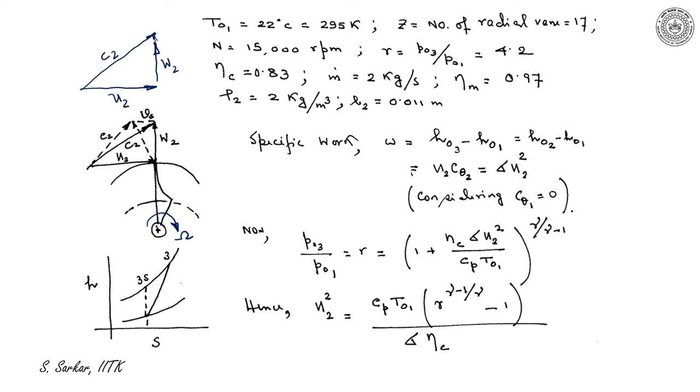Now because of slip, W2 will slip back. So maybe the slip velocity is Vs. Now if I draw the velocity triangle in red, which represents the slip, this is W2 dash. This will be C2 dash.